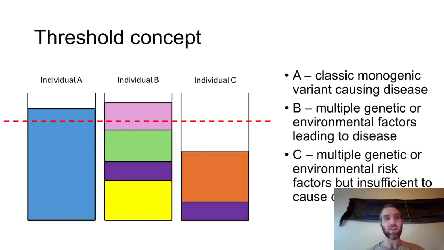So if you look at the examples I've shown here, individual A is the classic idea of a monogenic variant, a single variant that's causing a severe effect and is enough by itself to take you over the risk threshold and develop the disease. Individual B is more how we think of common diseases. They have multiple different risks. One of those might be polygenic risk, another might be, say, your exercise, another could be your diet. And cumulatively, those different risks are enough to take you over the threshold and cause disease. Individual C is still at risk. Maybe they have some genetic risk, maybe they have an environmental risk, but cumulatively they haven't had enough risk in order to develop the disease because they haven't reached the threshold yet, so they remain disease-free.